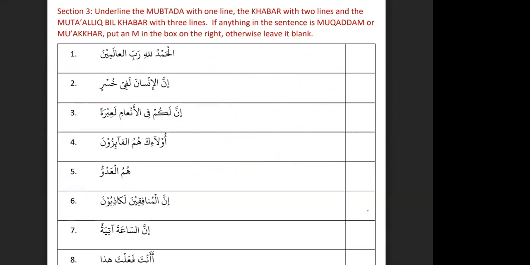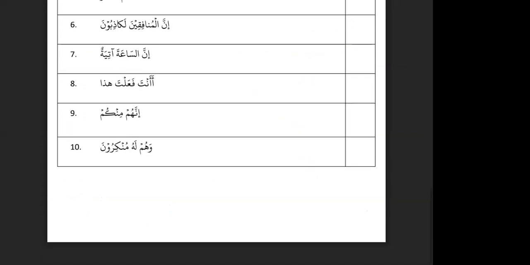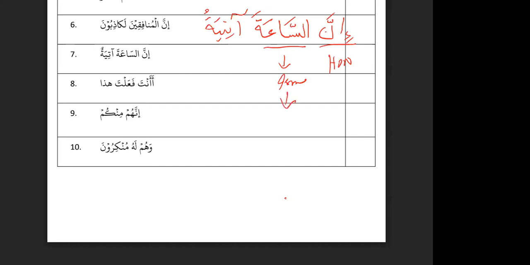We'll just do this and remove ahead. Inna sa'ata atiyatun. Harf of nasab, inna. Yes, this is harf of nasab. As-sa'ata is ism of inna, and Atiyatun. First analyze the ism. As-sa'ata, it is nasab. One. So what will it be? Mubtada. Inna sa'ata will be your ism of inna, and this will be your mubtada. Exactly.